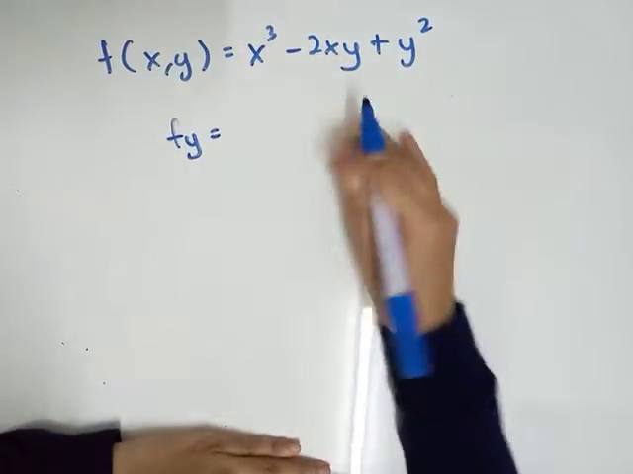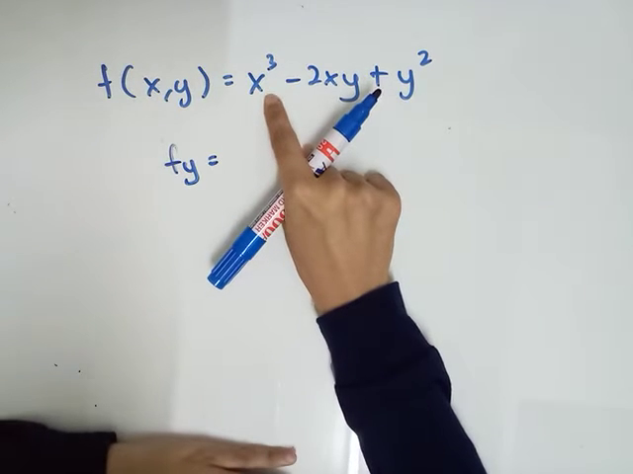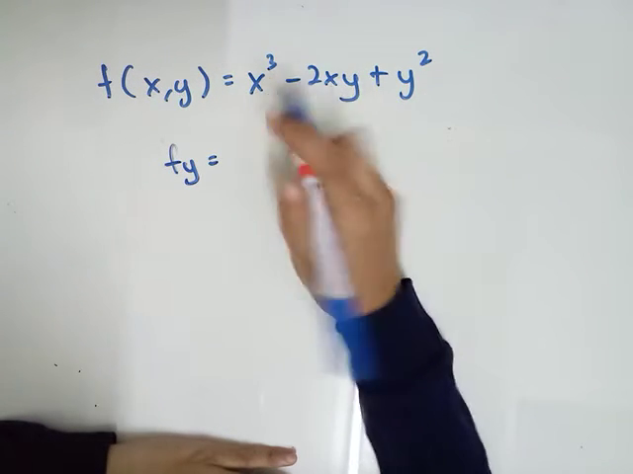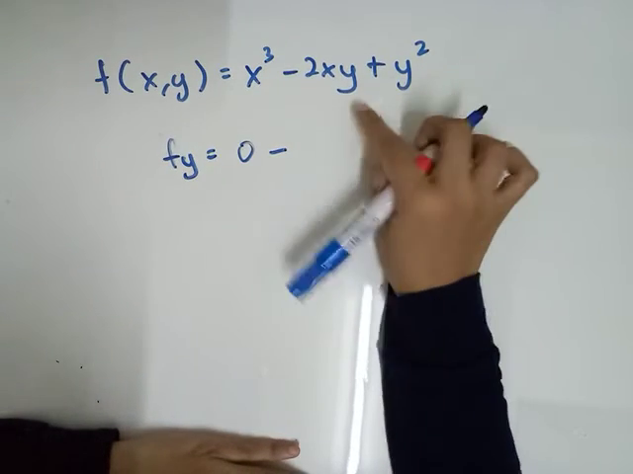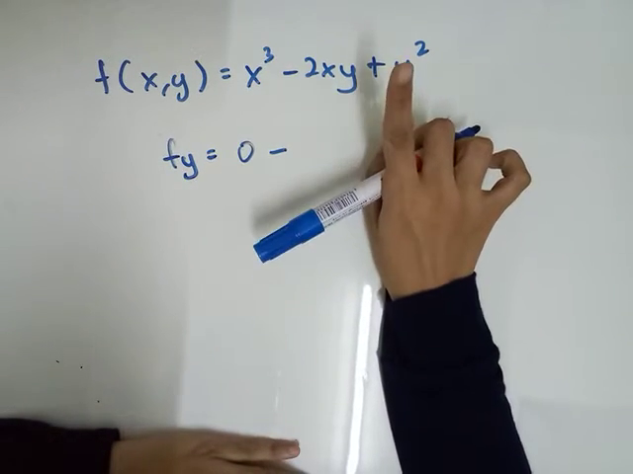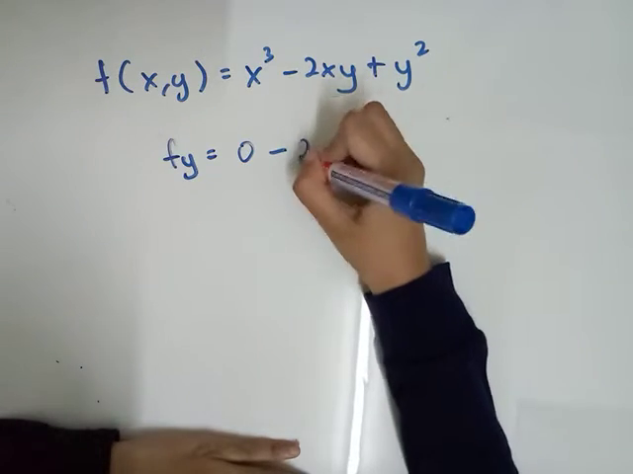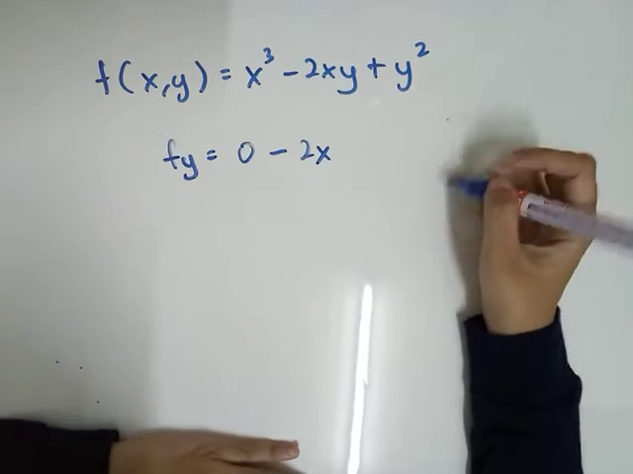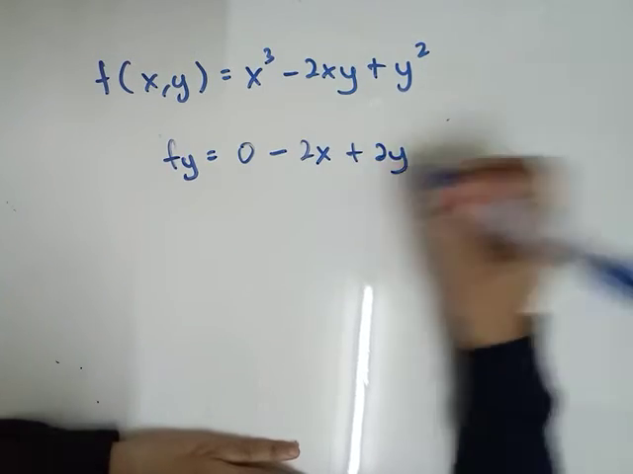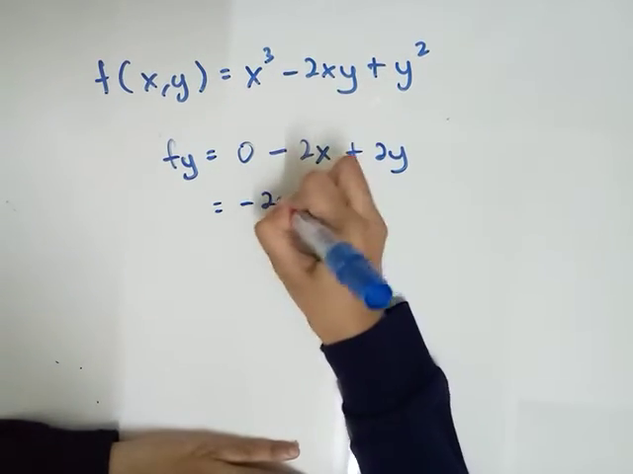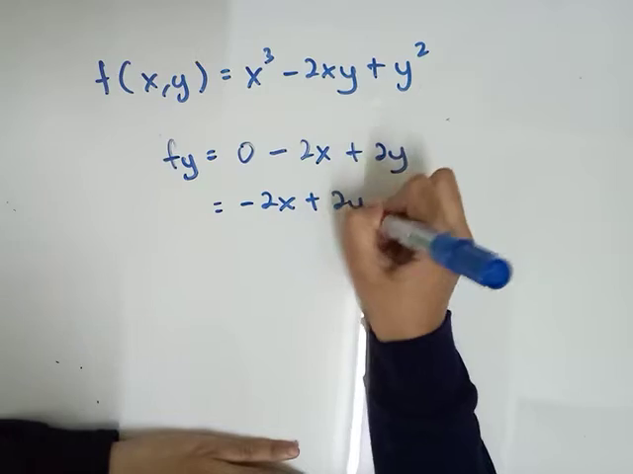Fy. So the x cubed, it is a constant. Differentiate a constant, we get 0. Minus, differentiate y, we get 1. So 1 times 2x, we get 2x. Differentiate y squared, we get 2y. So the answer is -2x plus 2y.